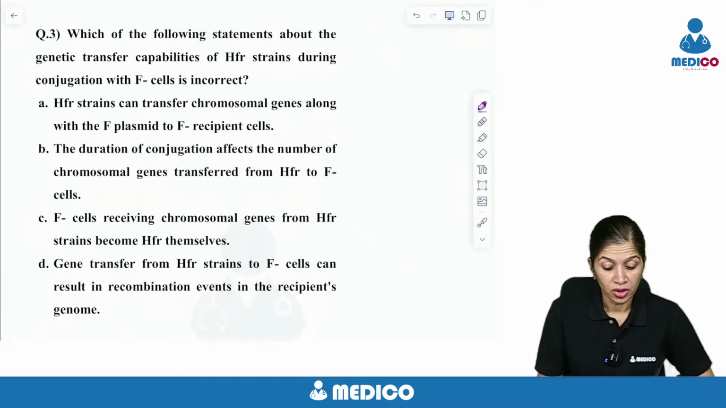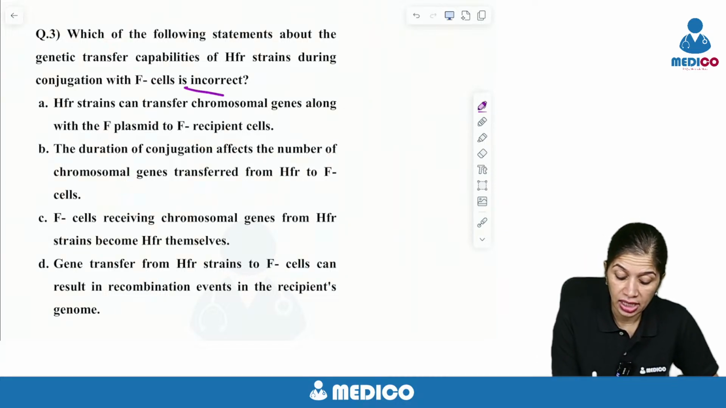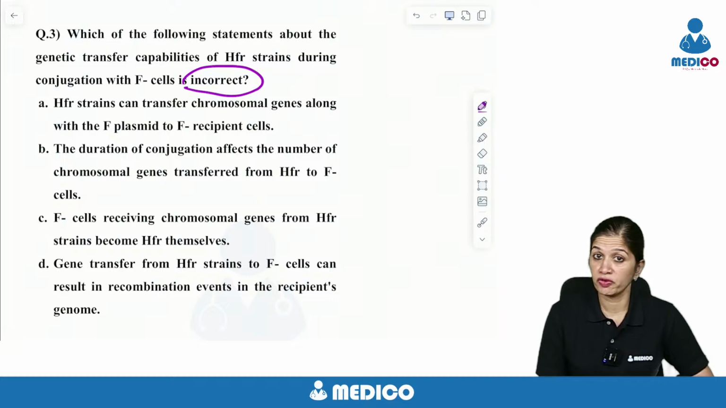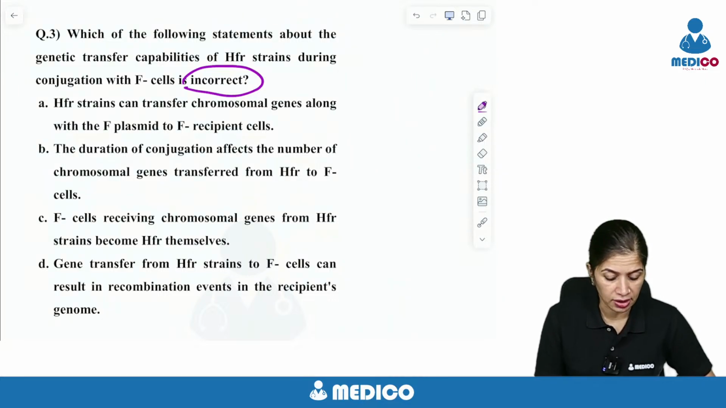Next question, which of the following statements about the genetic transfer capabilities of HFR strains during conjugation with F- cells is incorrect? Okay, I hope you've understood the question properly. So you have to pick the wrong statement here.